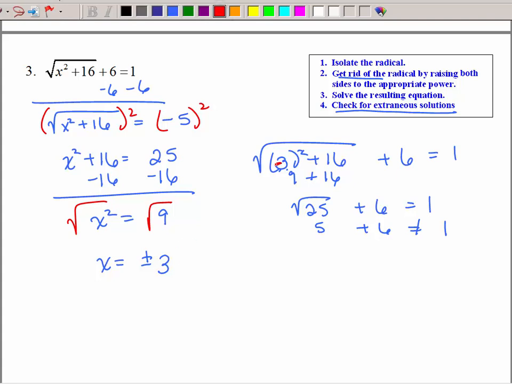Well, what about negative 3? If I stick in negative 3, I'm still going to get 9. I'm still going to get exactly the same thing. So neither one of those answers work.